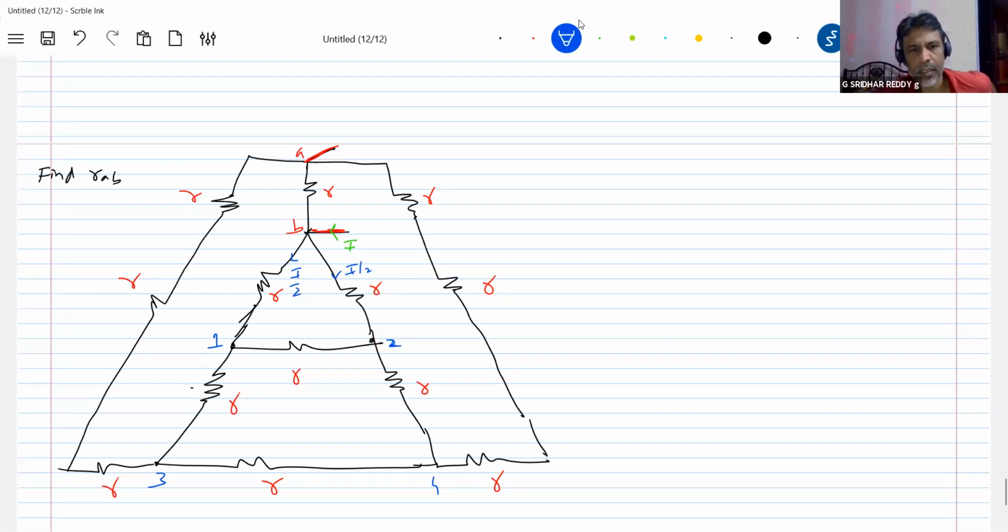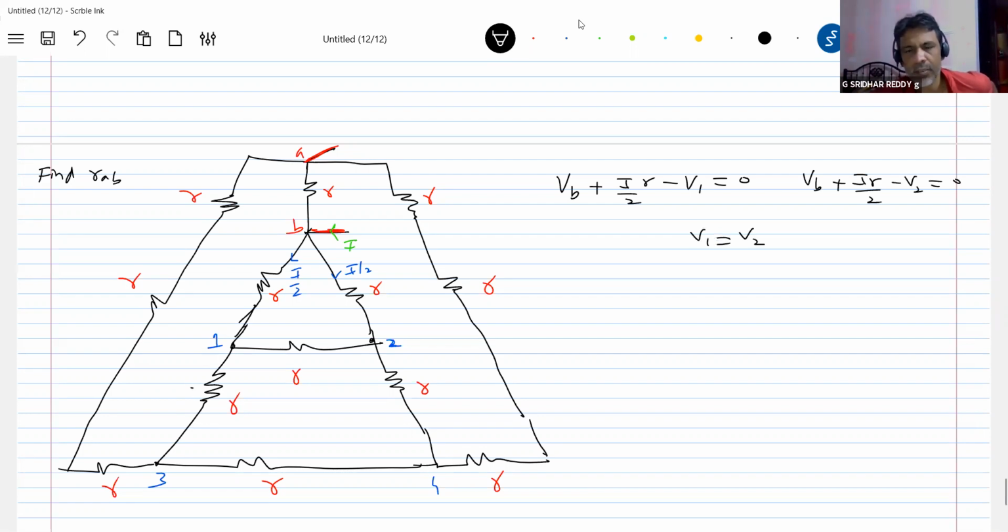Then let's write KVL: VB plus I by 2 R minus V1 equals 0. Similarly, VB plus IR by 2 minus V2 equals 0. From these two equations, I get V1 equal to V2. So on what basis are you dividing equal current in both branches? The requirement is that they must have the same branch resistance and the junctions 1 and 2 should be similar. Then only can you divide equal current in these two.